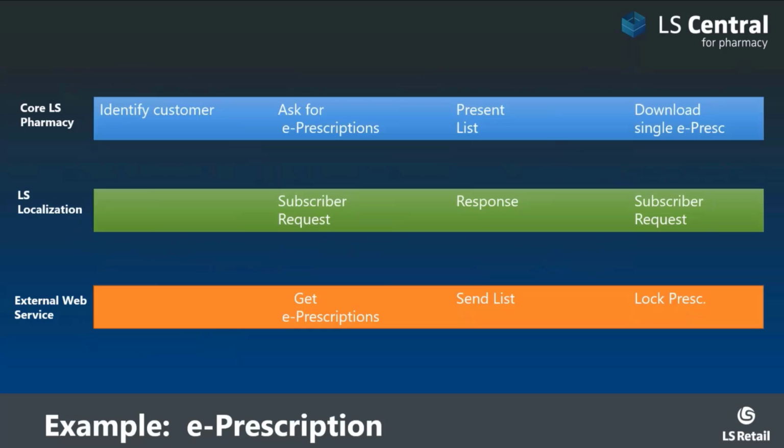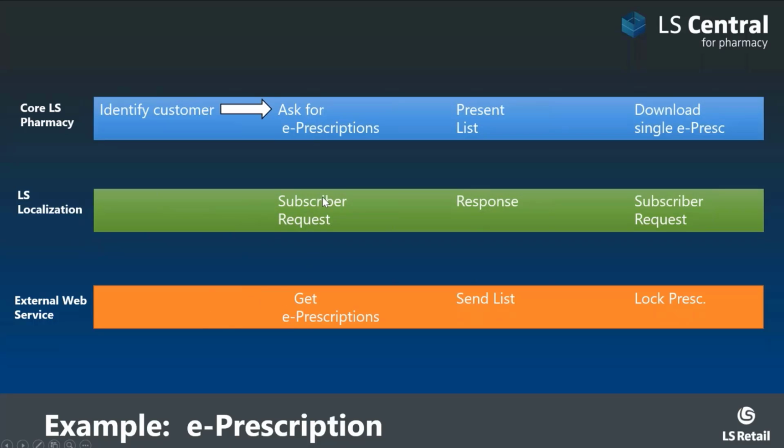As an example of a localization is the e-prescription list that Henrik demoed. You have identified the customer. The customer has some e-prescriptions in a database or a gateway hosted by a government. So in the blue part of the screen, we have LS Pharmacy or LS Central Pharmacy's standard solution. In the green part, we have the localization, and the orange part is then the government database.